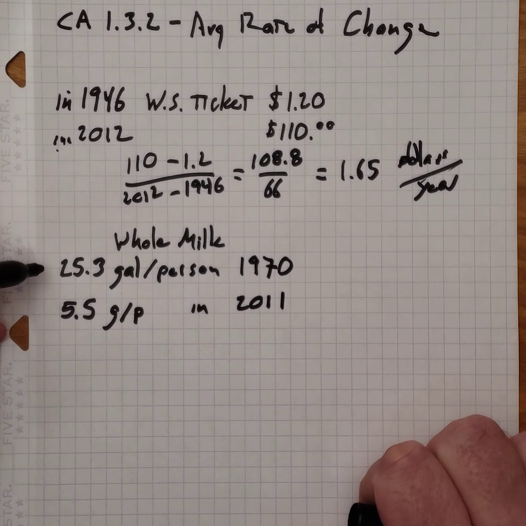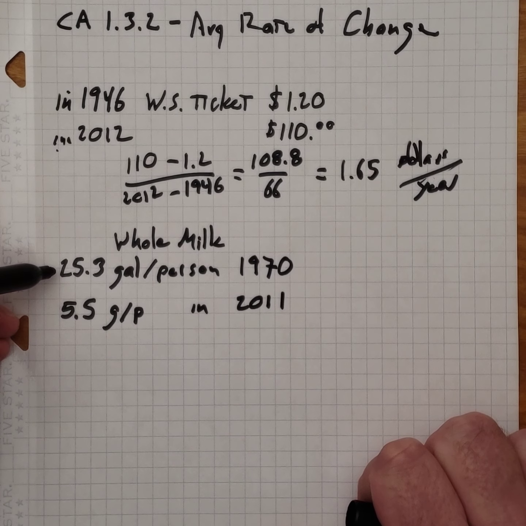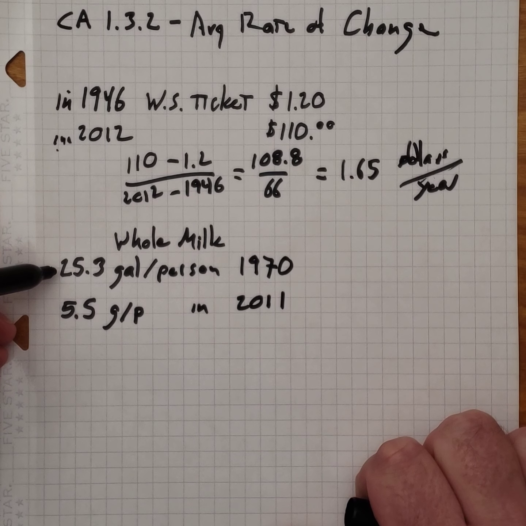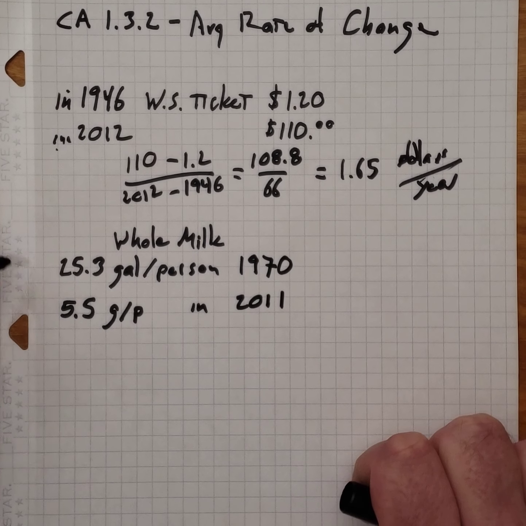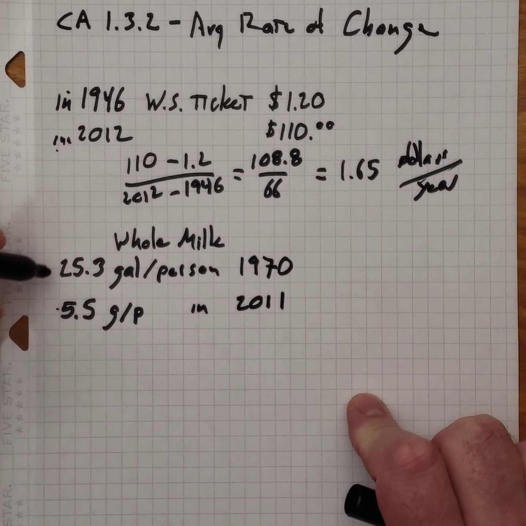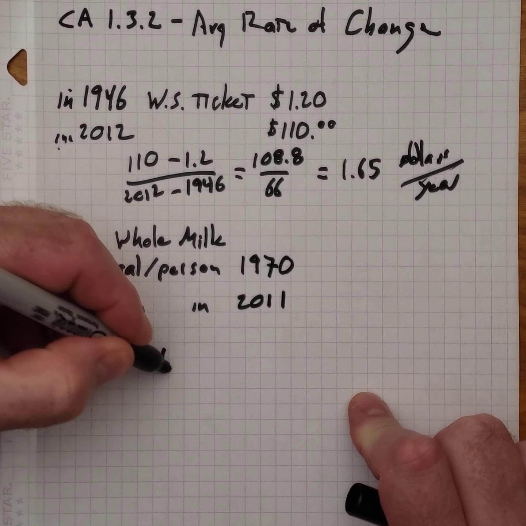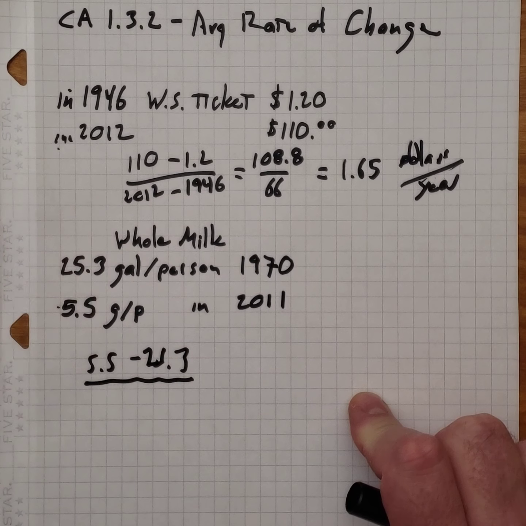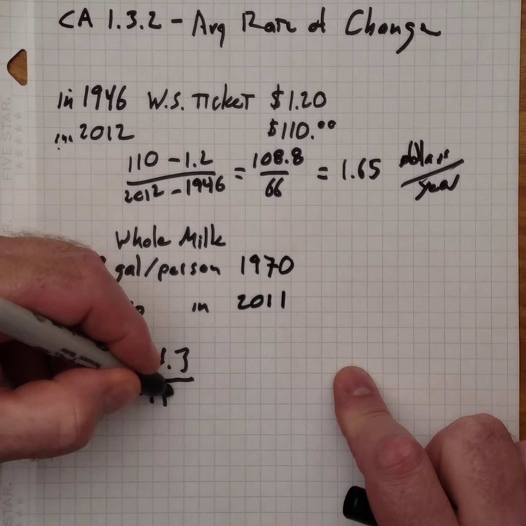Here, we're talking about the average per capita consumption of whole milk in the United States. In 1970, the average consumption per year was 25.3 gallons per person. In 2011, it was 5.5 gallons per person. So it really dropped off quite a bit. Okay, the thing we're measuring, where we ended up minus where we started. So 5.5 minus 25.3. And then how many years it's been? 2011 minus 1970.